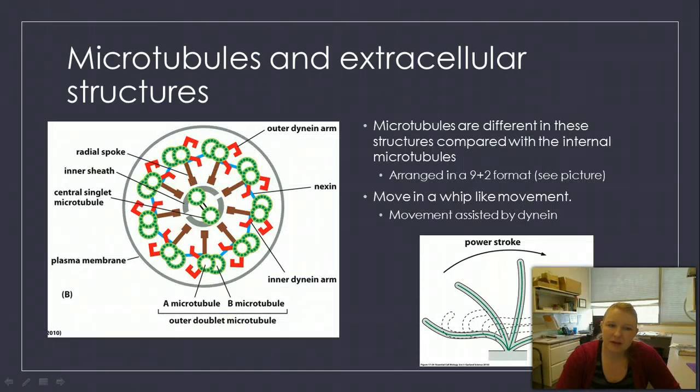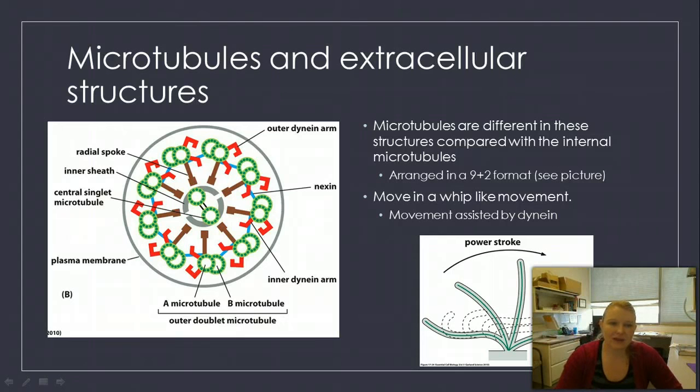Both of their structures are pretty similar too. They have this 9+2 format, and you can see that here, where you have the 9 outer microtubules and the 2 on the inside. And this is a different structure compared with the inner microtubules. So it's really important you understand that these extracellular structures have a different shape. Now, what this allows things to do is to move in a whip-like movement. If you've taken microbiology, you'll remember that prokaryotic flagella move in a spinning fashion, whereas eukaryotic flagella will move in a whip-like fashion. And it's the same with cilia.